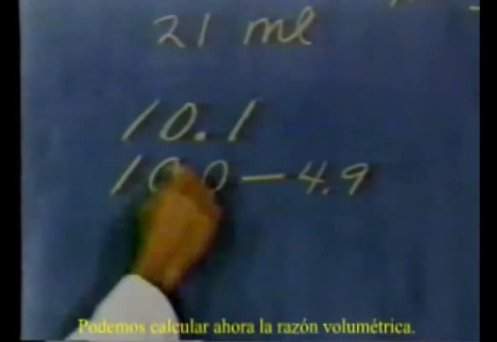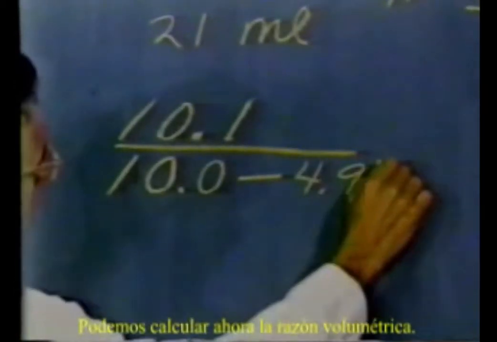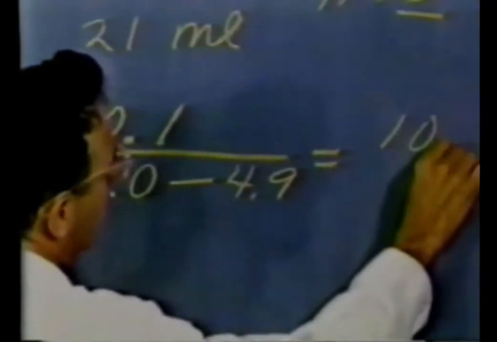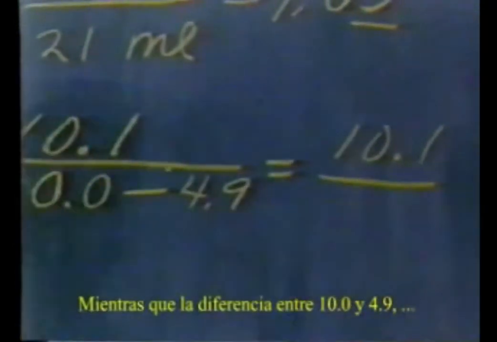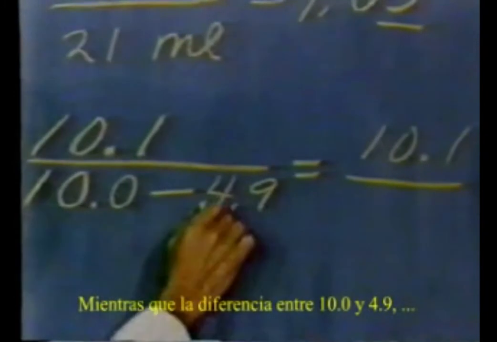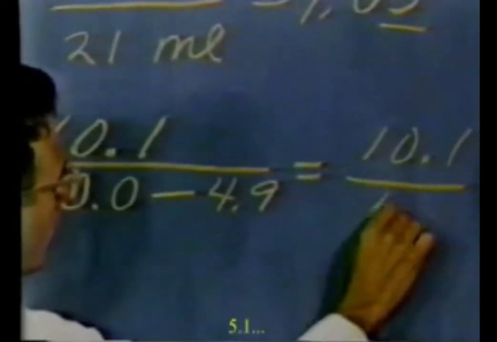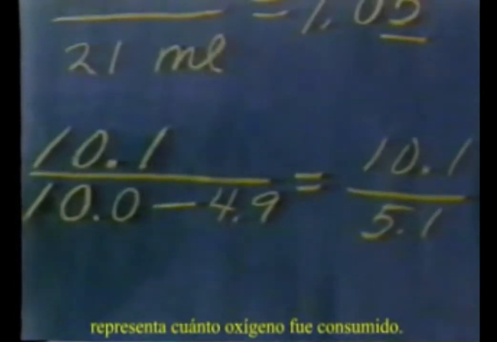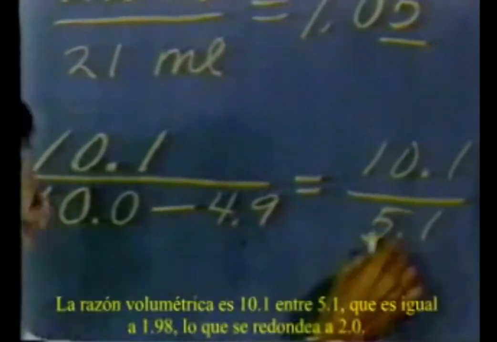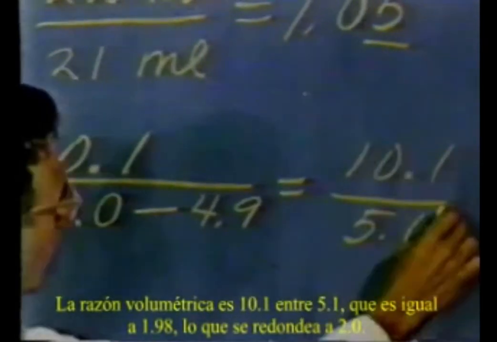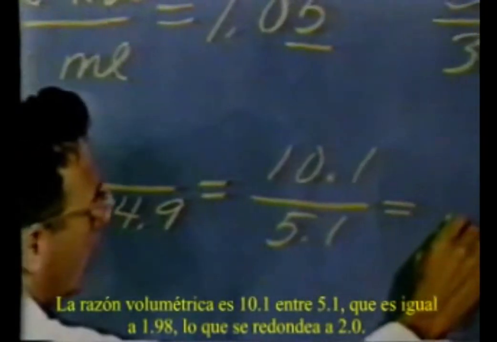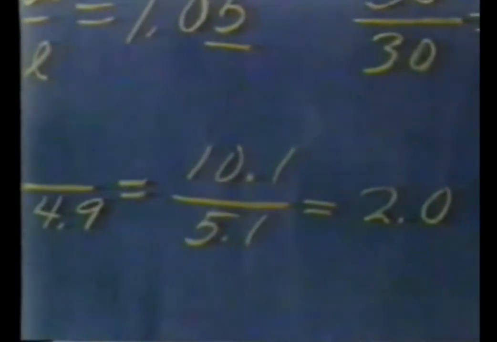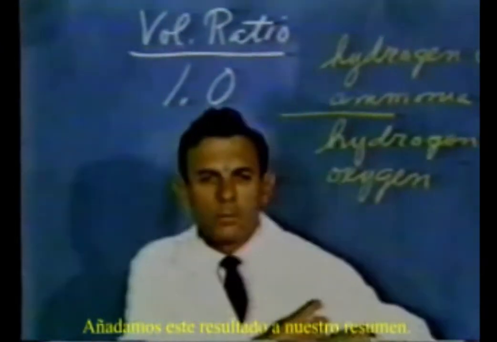The volume ratio can now be calculated. Presumably, all of the hydrogen was used, whereas the difference between 10.0 and 4.9, 5.1, tells how much oxygen was used up. The volume ratio is 10.1 over 5.1, 1.98, or 2.0. Let's add this number to our summary.